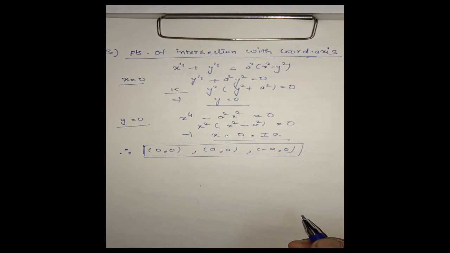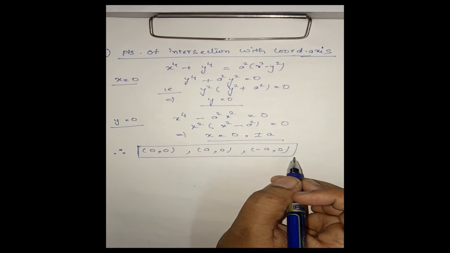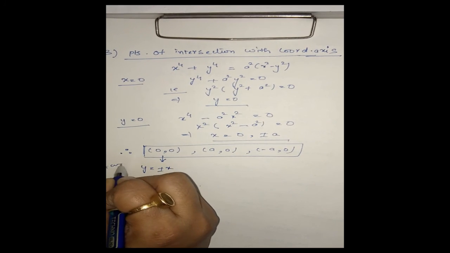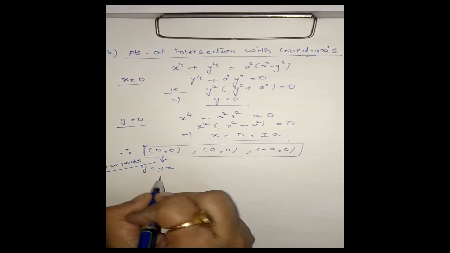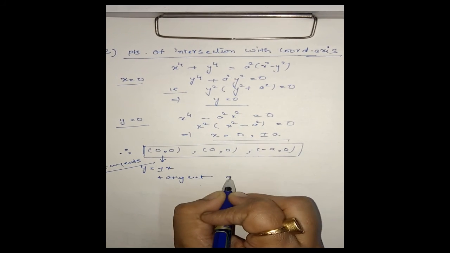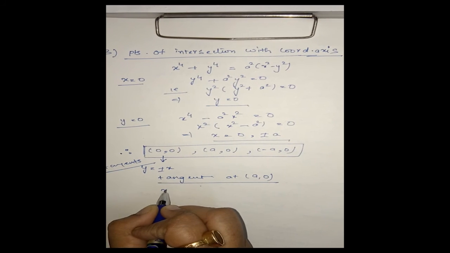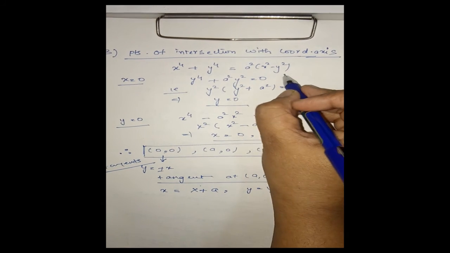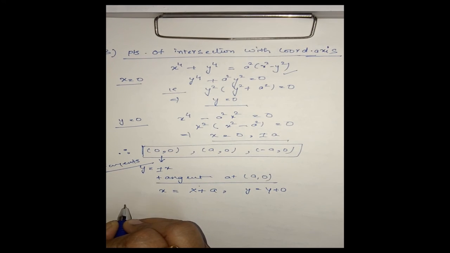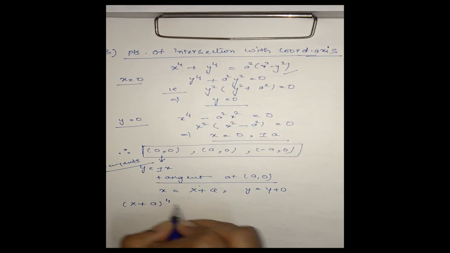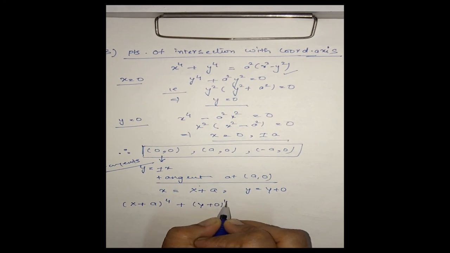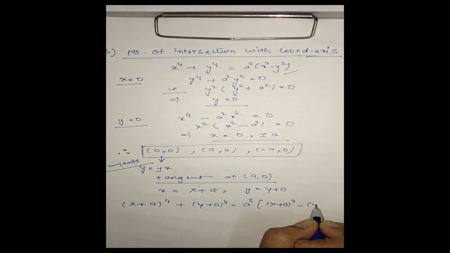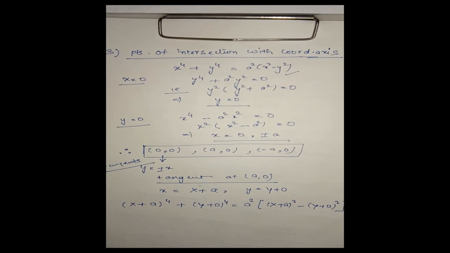Okay. Now we have to find the tangents at each of these 3 points. Now tangent at the origin is y is equal to plus minus x. Okay. Now we have to find tangent at the point (a, 0). For this, we have to put x is equal to x plus a and y is equal to y plus 0 in this equation. Now, this will be x plus a whole power 4 plus y plus 0 whole power 4 is equal to a square into x plus a whole square minus y plus 0 whole square.